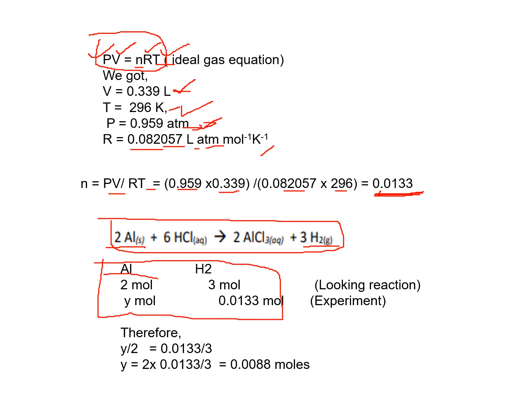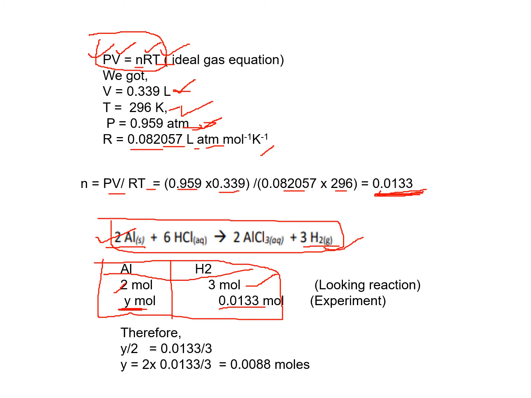In this table, this side is the aluminum side. So theoretically 2 moles of aluminum react to give 3 moles of hydrogen. You see that? But how many moles of hydrogen did we get? 0.0133 mole of hydrogen we get. So how many moles of aluminum did we take? We don't know what Y mole is here, so I just put a variable, Y mole.